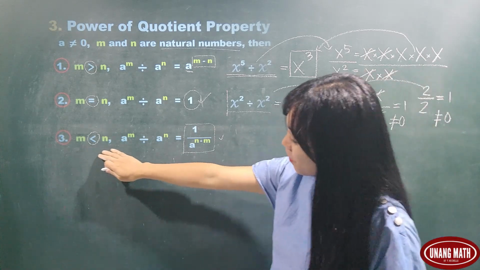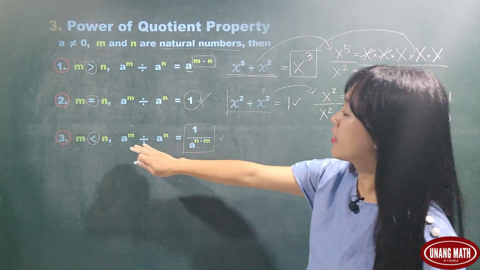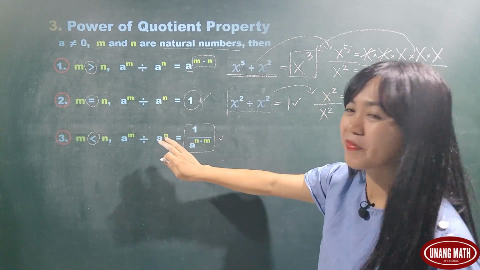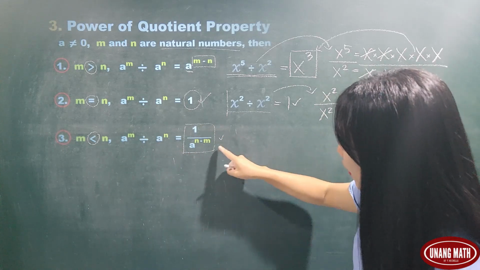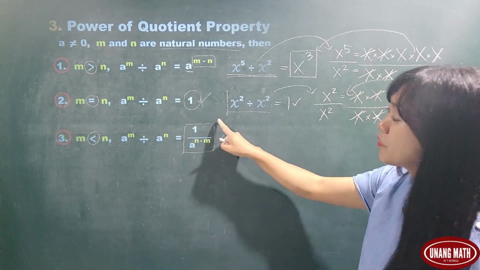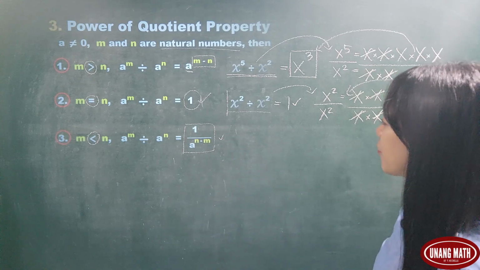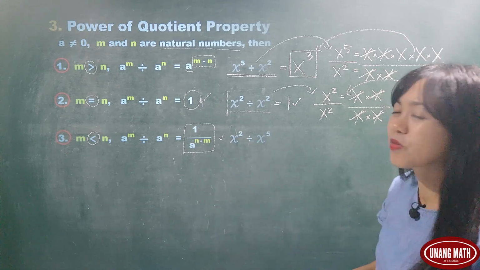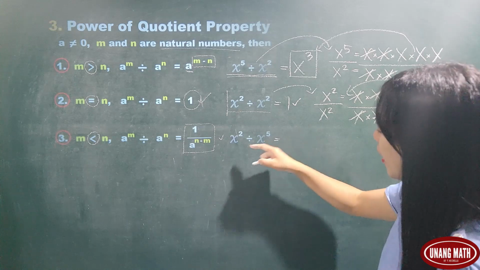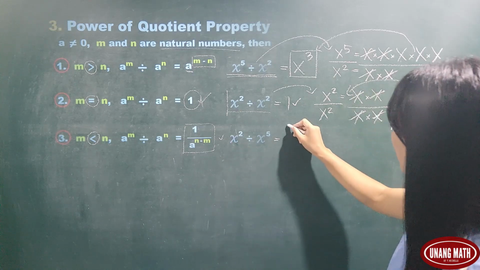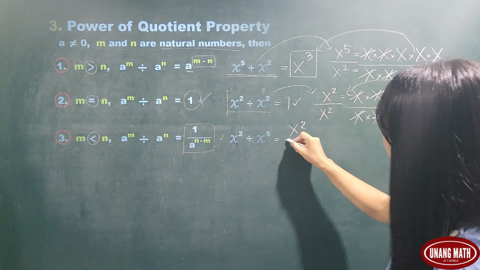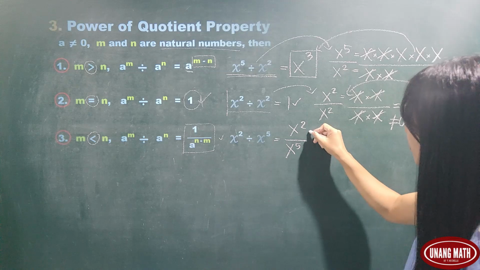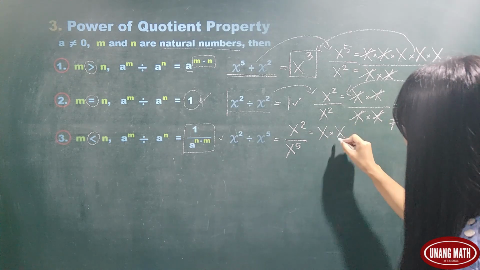Okay, let's also give an example if the exponent of the dividend is smaller than the exponent of the divisor. How did we get this fraction as the answer? We have here x squared divided by x raised to the power of 5. Let's write this one as a fraction. So this is x squared over x raised to the power of 5. X squared is x times x.